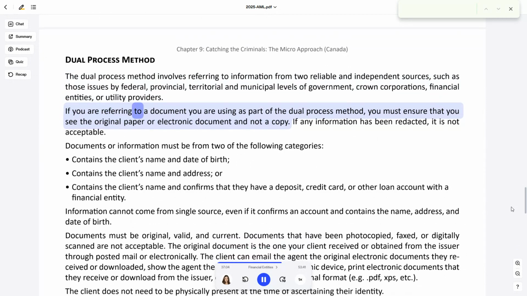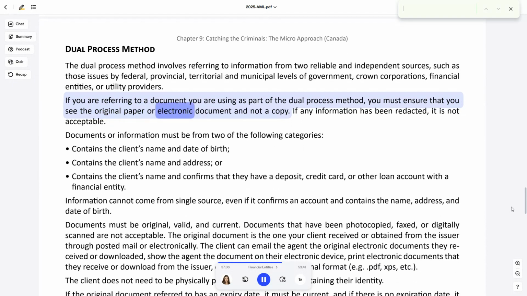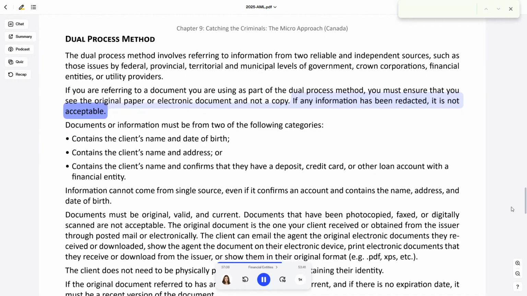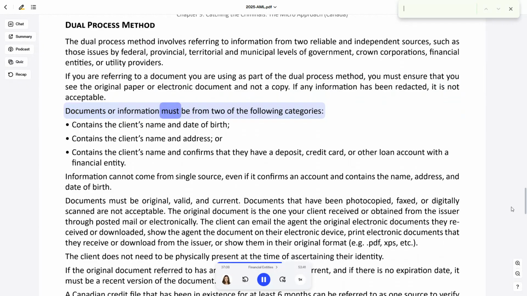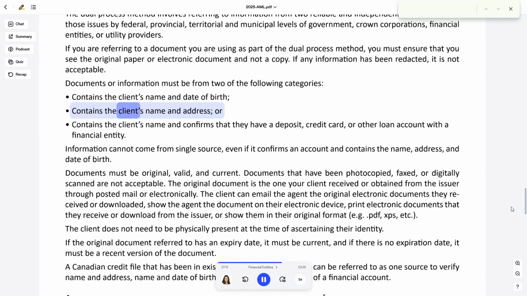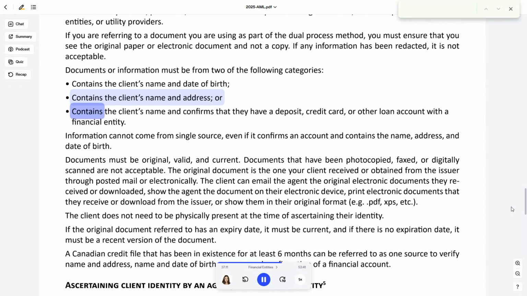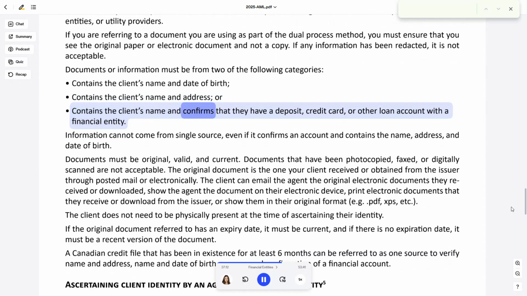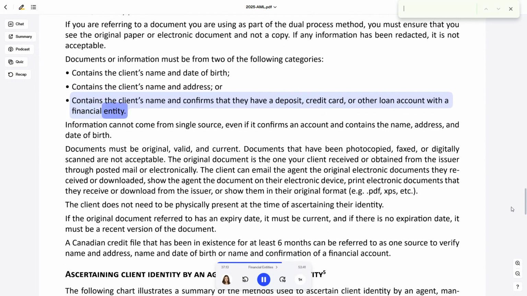If you are referring to a document you are using as part of the dual process method, you must ensure that you see the original paper or electronic document, and not a copy. If any information has been redacted, it is not acceptable. Documents or information must be from two of the following categories: contains the client's name and date of birth, contains the client's name and address, or contains the client's name and confirms that they have a deposit, credit card, or other loan account with a financial entity.